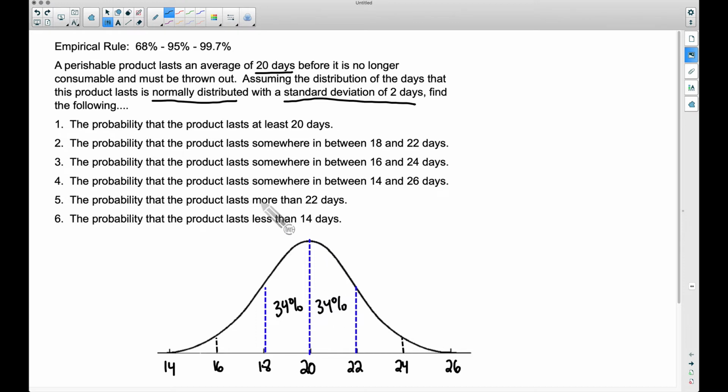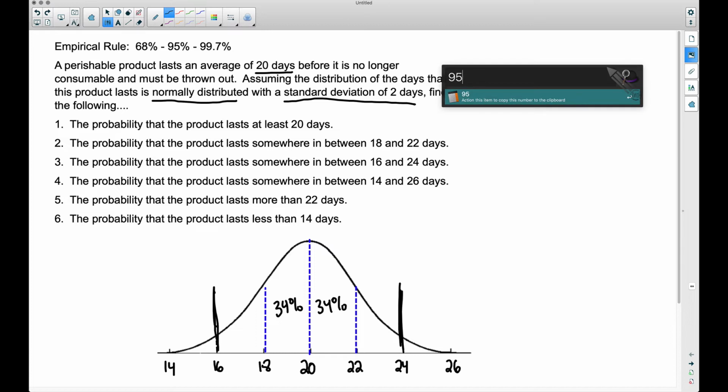I'm doing this because when we do some of these problems a little bit later, it will be helpful to add up individual sections. Now remember, this is 68%, and then just a moment ago we said from here, 2 standard deviations below to 2 standard deviations above, that represents 95%. So here's what you can do with this.